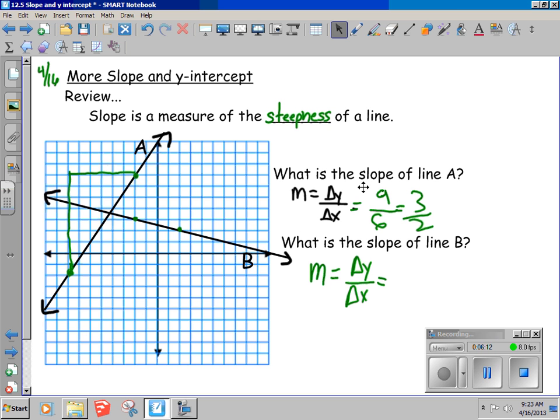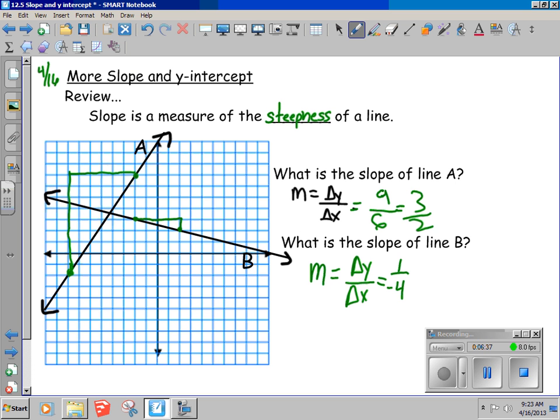All right, just making sure you're straight on this. I picked these two points on line B. It doesn't matter which two you pick. For me, if I start at this point, I'm going to go up 1, which is +1 in the y, and left 4, which is -4. So I could write that as +1 over -4.